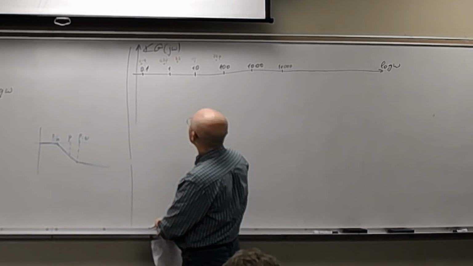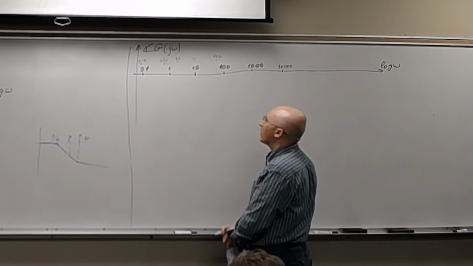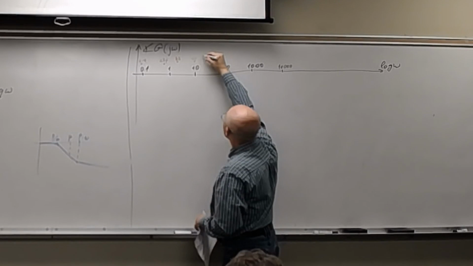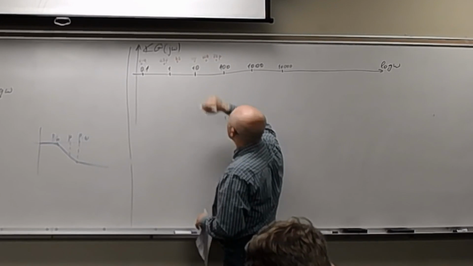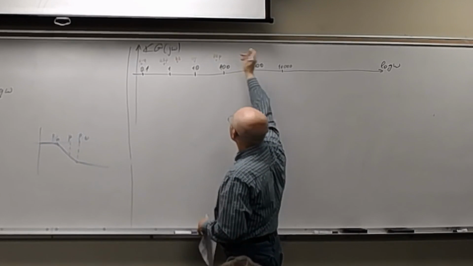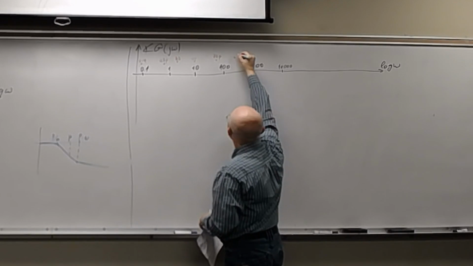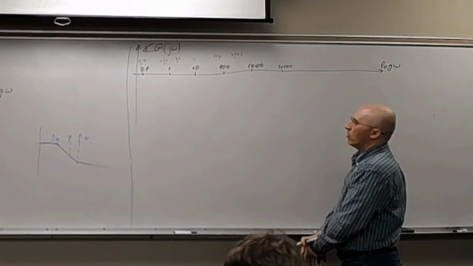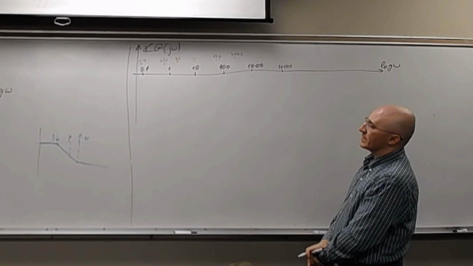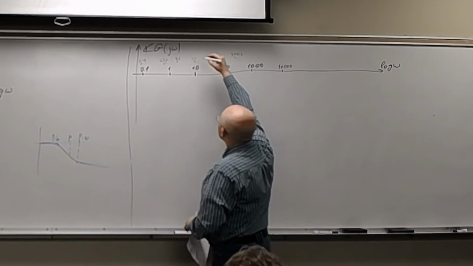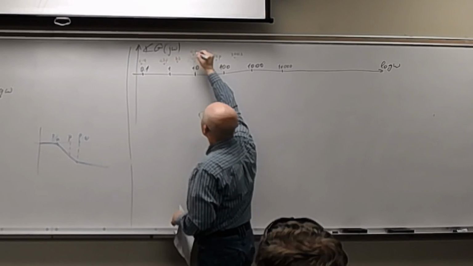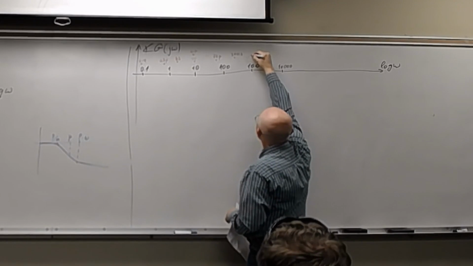Three will be 0. Okay, and 30 will be 0. 300. Not here again, 300. 0. Okay, and the last one is 10. So here we have 10 pole and 1000 pole.